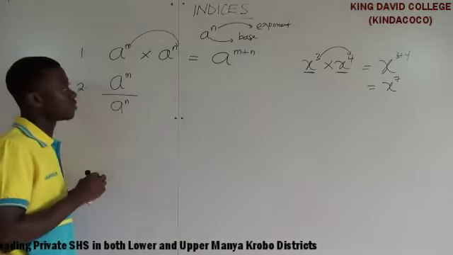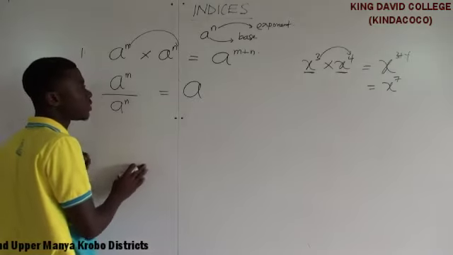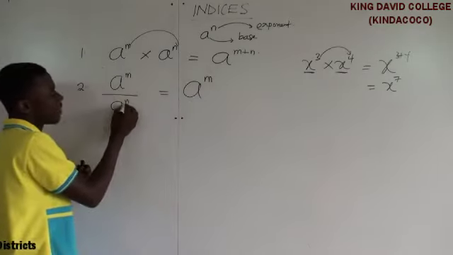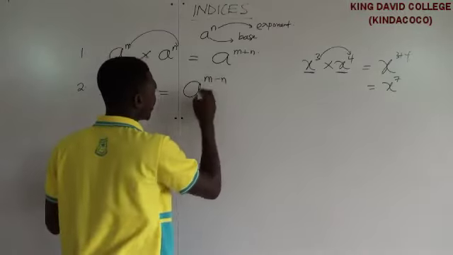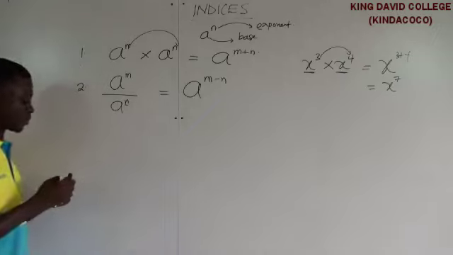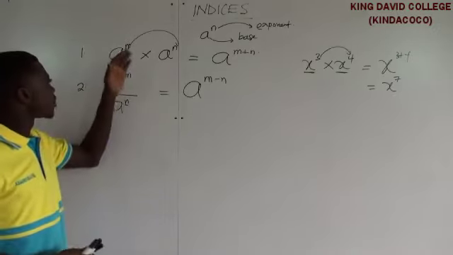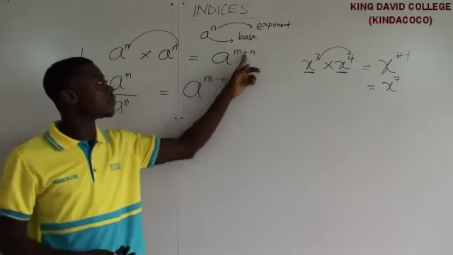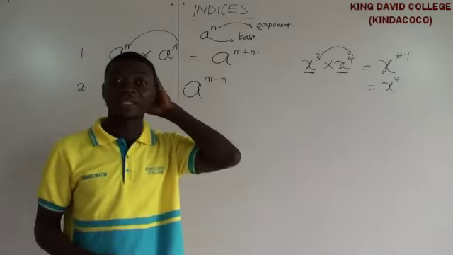Then in that case, this will become the base which you are dealing with to the power of m, then minus of what? This. So m minus n. So that's the difference between the two. You know, one thing is that the opposite of multiplication is division. Therefore, the opposite of addition is going to be what? Subtraction. That is one thing you need to know.